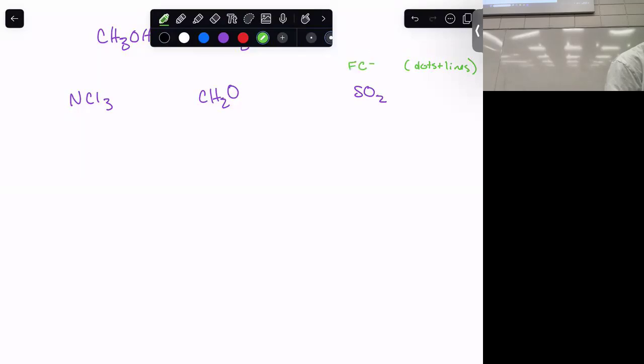What's the lowest number? Yes. Or you want the least amount of formal charge. You want them to be 0 if possible.